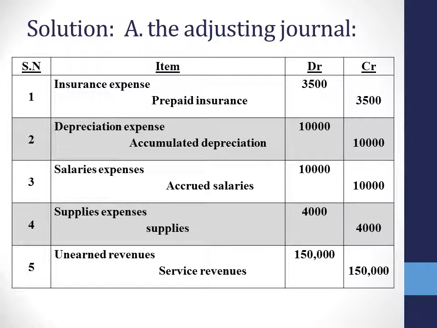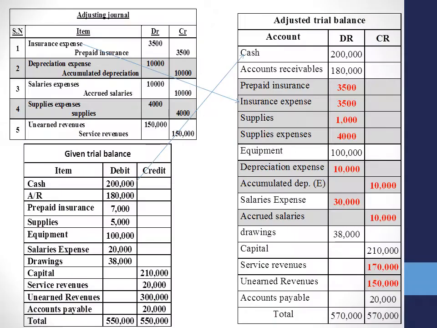Let's move to required B, which is preparing the adjusted trial balance. Let's see how we make the adjusted trial balance, which is required number B. What do we have as given for now? We have the given trial balance from the beginning, and we have made the adjusting journal.